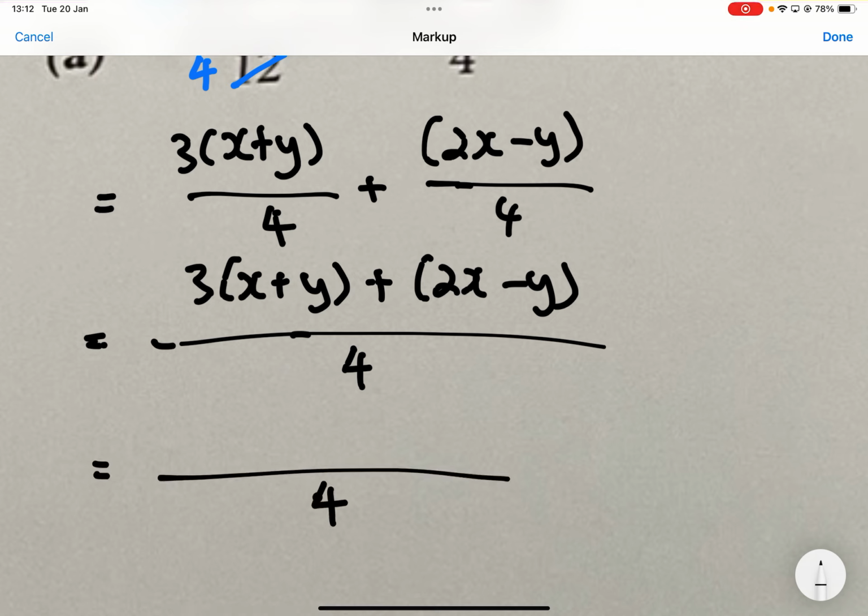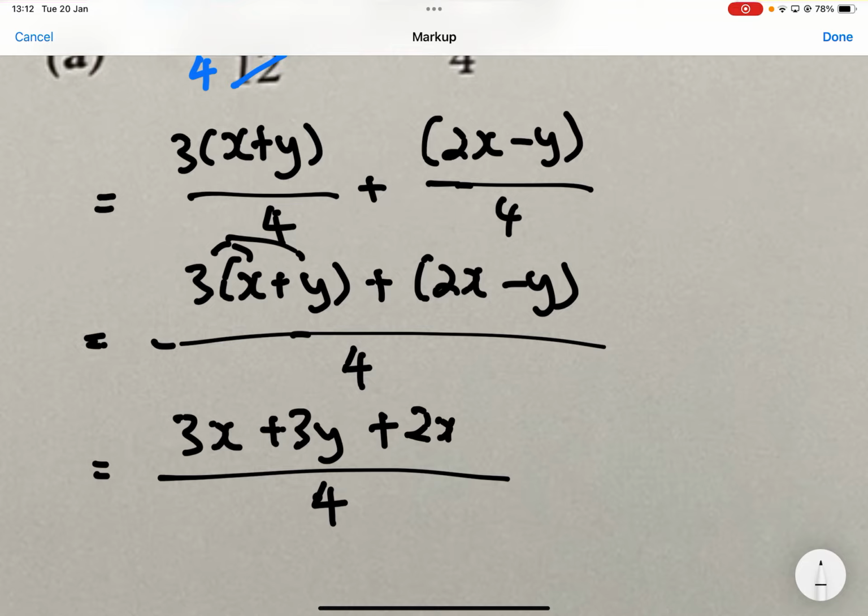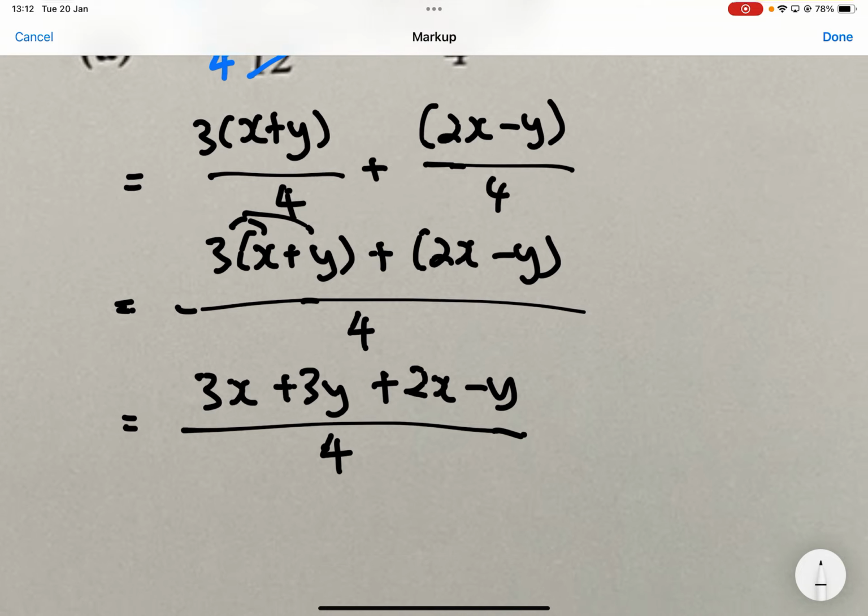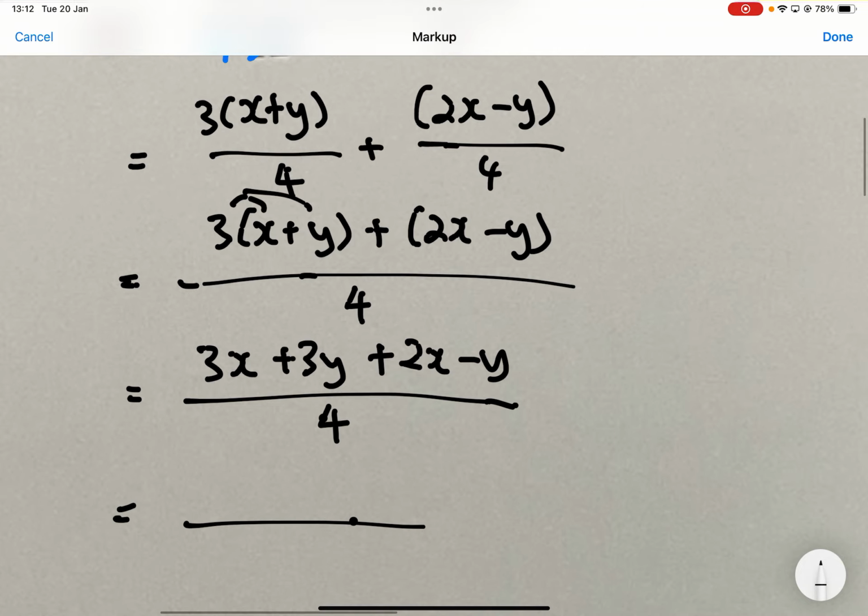Then do my expansion. 3 times x, 3x. 3 times y, 3y. Then I need to add 2x and then minus y. Although I add the bracket, actually this time there is no multiplication, so I just continue, just open the bracket. Plus 2x, then minus y. 3x plus 2x, 5x.